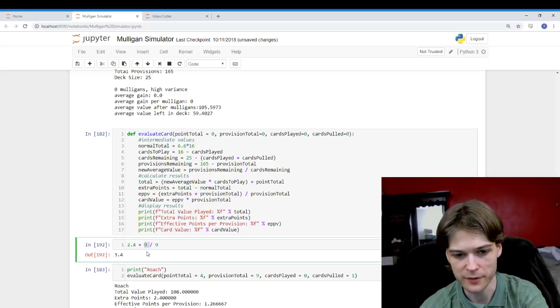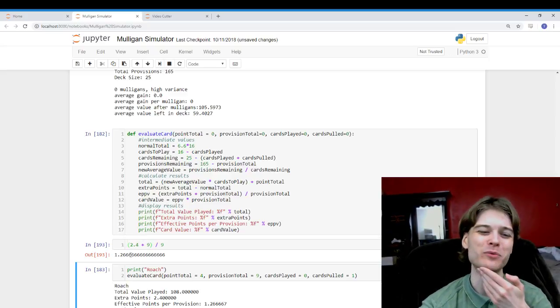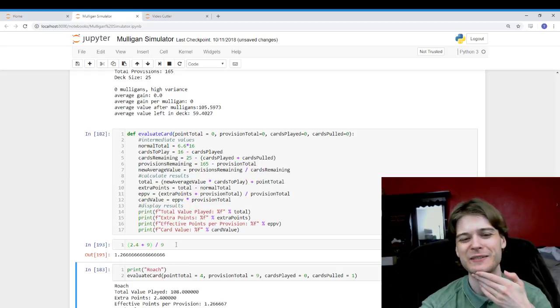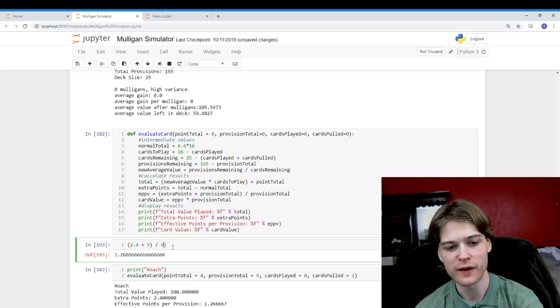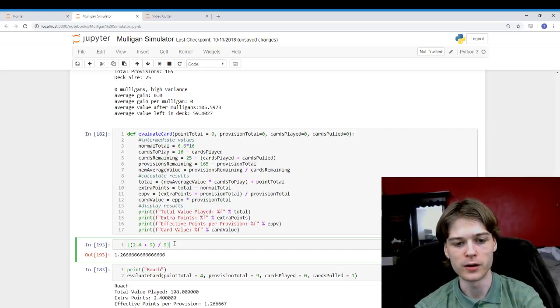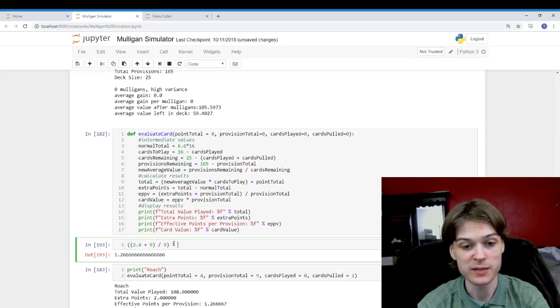I need parentheses. There we go. Doing it on the fly. There we go. That's the number we expect: 1.2666. And then to get the actual card value, so this is the final number for basically the number of points that you should see when you look at Roach, we just multiply this by the provision total.